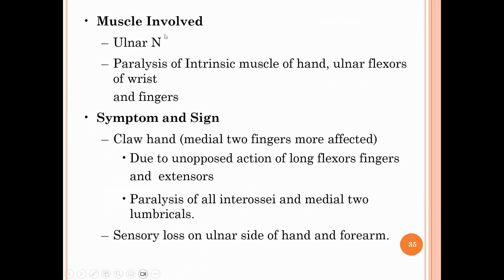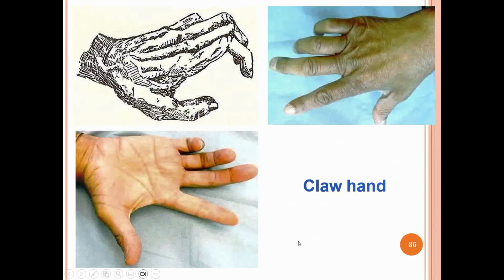Features here, muscle involved can be the ulnar nerve. So because of that, paralysis of intrinsic muscles of the hand, ulnar flexor of wrist and fingers. Symptom can be claw hand, medial two fingers are more affected due to unopposed action of long flexor and extensor of fingers. Paralysis of all interossei and medial two lumbricals, and sensory loss on the ulnar side of the hand and forearm. So you can see here, these are the images showing the claw hand.